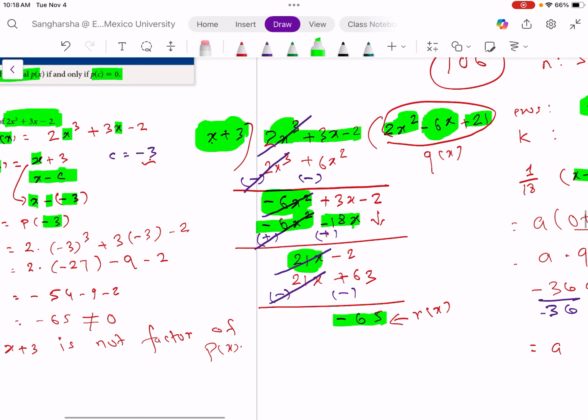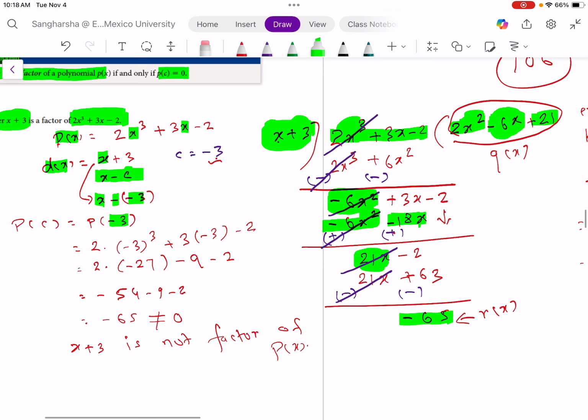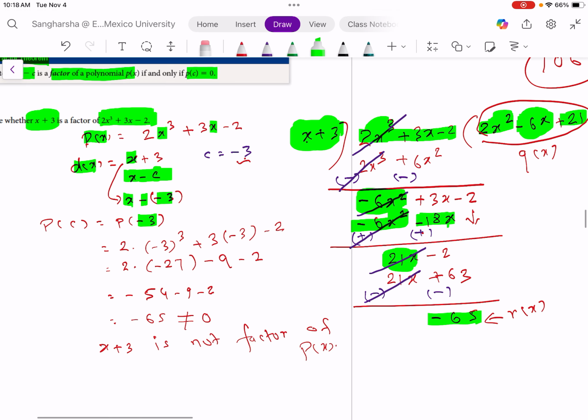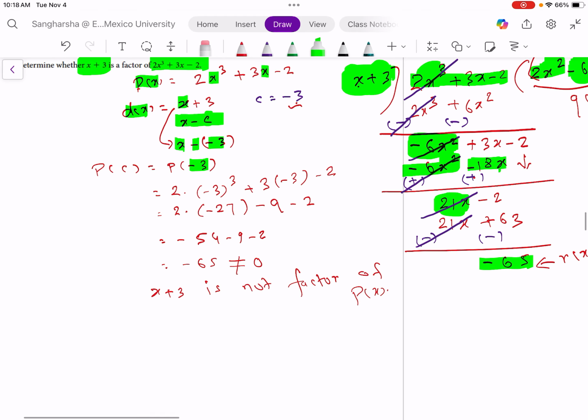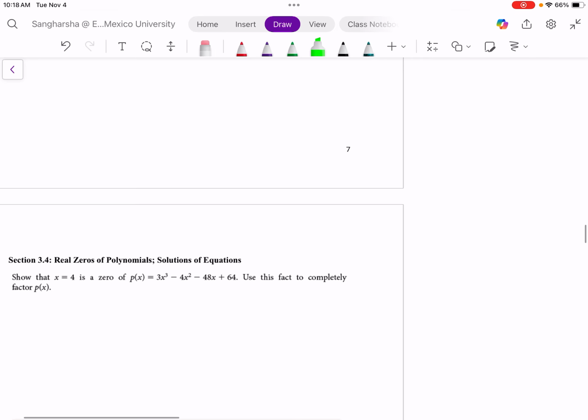Any question up to here? So if the remainder is not 0, then the divisor is not a factor. Okay, now let's go to the next one.